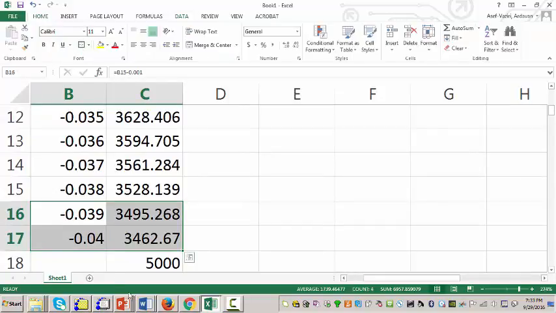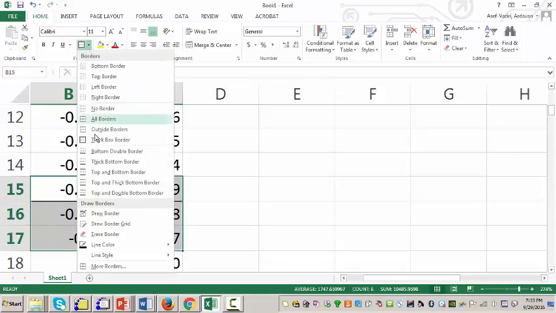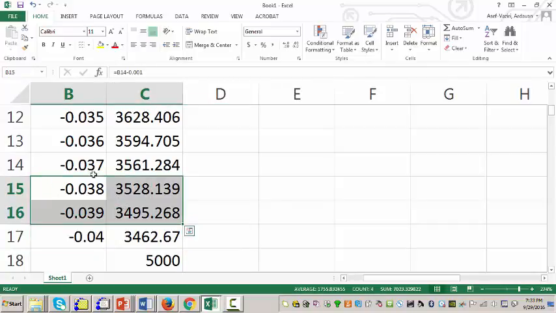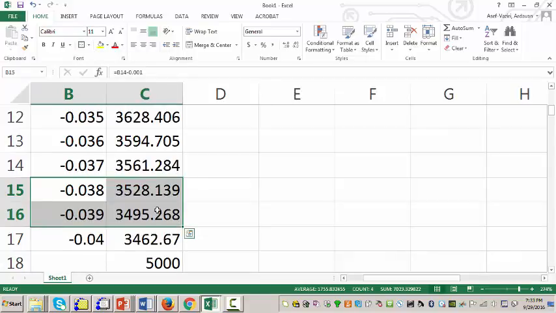And I realized that my interest rate should be between these two, because at negative 3.9% it is less than, it should be between these two. I apologize. Should be between these two, because at negative 3.8 it is more than 3,500, and negative 3.9, it is less than 3,500.